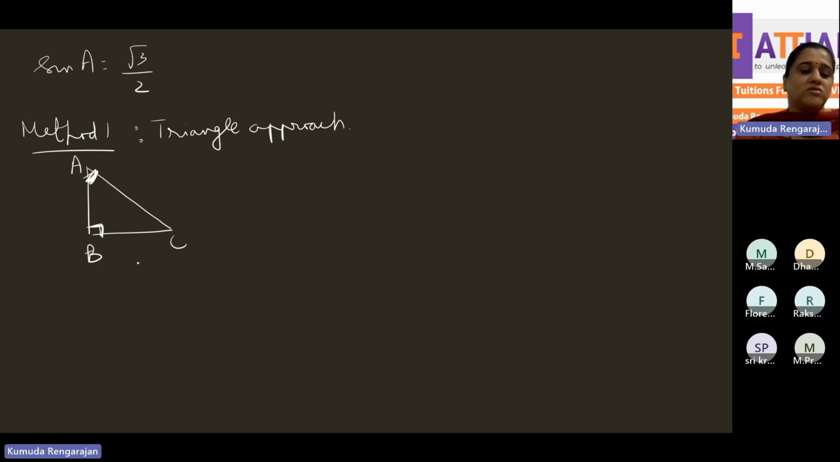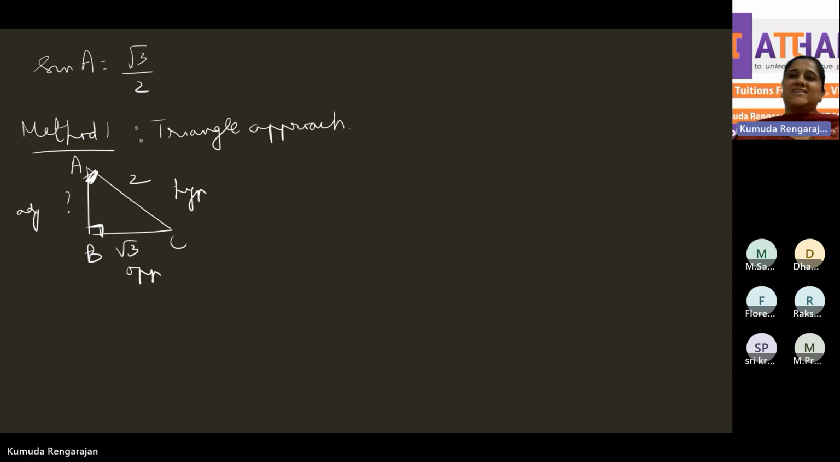Now for this one, you know the opposite side, you know the adjacent side, and this is the hypotenuse. So sine A is √3/2, opposite by hypotenuse. Now you can find out this side using Pythagoras theorem. Then, hence evaluate 2 cot square A minus 1. Evaluate meaning find the value of 2 cot square A minus 1. So find cot A using the triangle, and then substitute the value and simplify that. This is the triangle approach, correct?